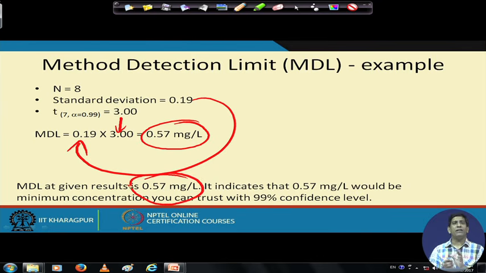So what does that really mean? It means that 0.57 milligram per liter would be the minimum concentration you can trust with 99% confidence level. So let me elaborate on that.